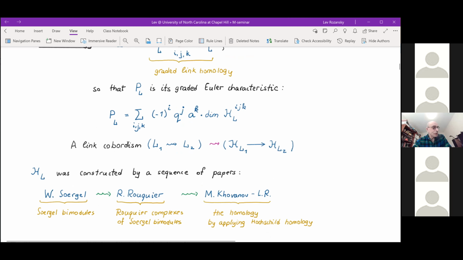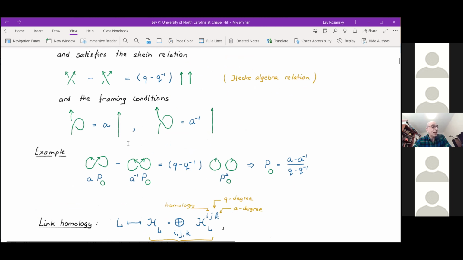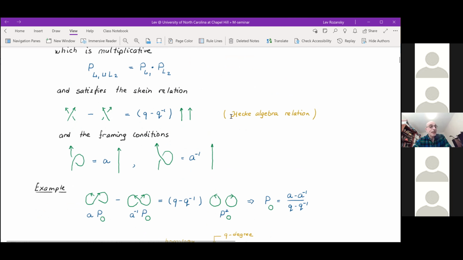So this link homology was constructed by a sequence of papers. First there were papers by Soergel, who introduced so-called Soergel bimodules. Oh, by the way, I should have mentioned that the skein relation also appears in algebra as the so-called Hecke algebra relation. Hecke algebra is something you construct out of the braid group, in fact, by imposing this relation. So you may say that it is a deformation of the group algebra of the symmetric group.